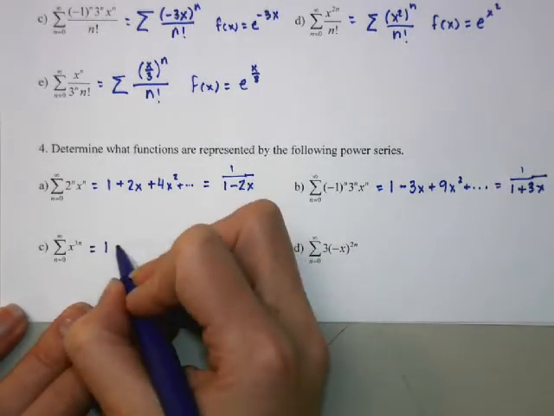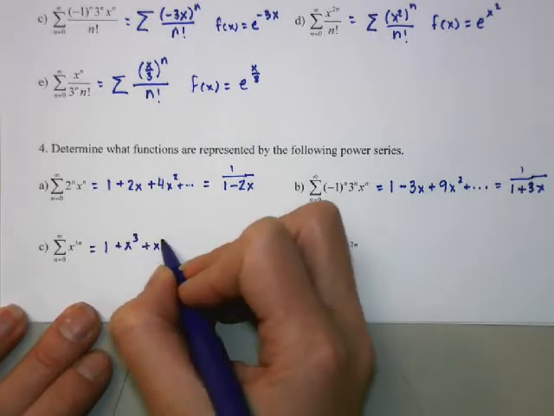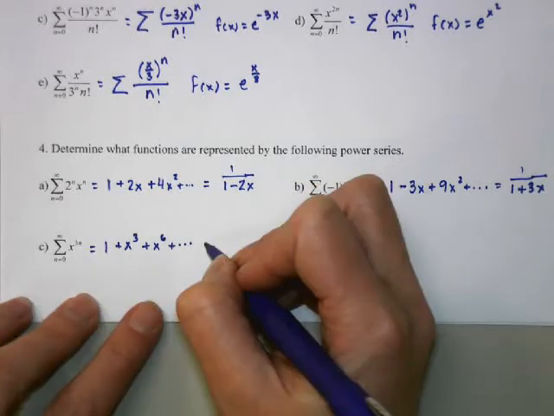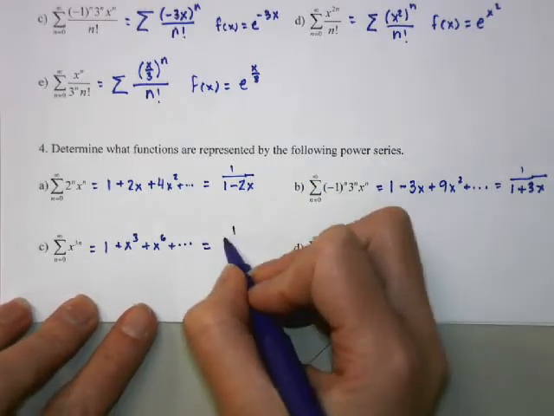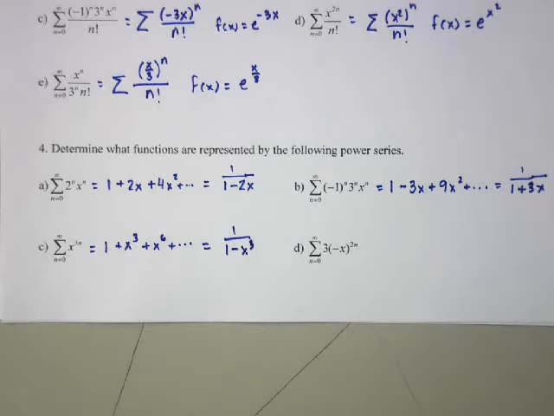This is going to be 1 plus x cubed plus x to the 6th, and so on. So this one's common ratio is x cubed. So we have 1 over 1 minus x cubed.